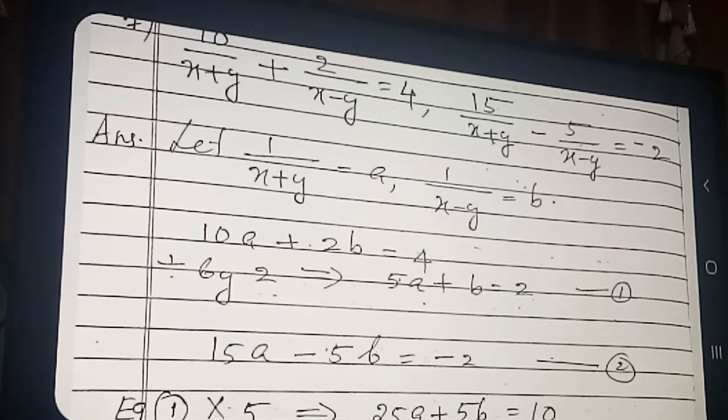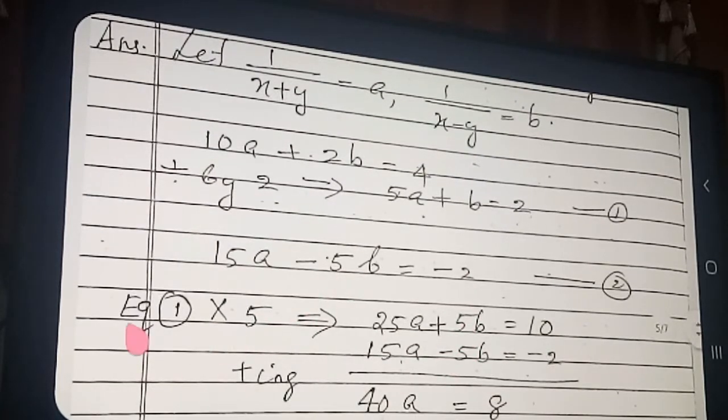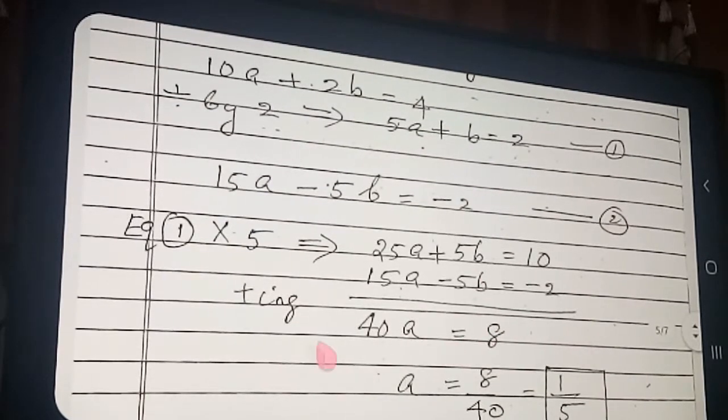Therefore what I did here? Equation number 1 multiplied by 5, so that here it will become 5b. Equation number 1 multiplied by 5 is equal to 25a plus 5b is equal to 10. And this is as it is right here. Now here plus 5b, here minus 5b. Therefore add the equations. Opposite sign coming, we are adding always. Clear?